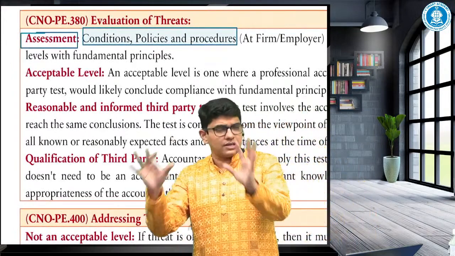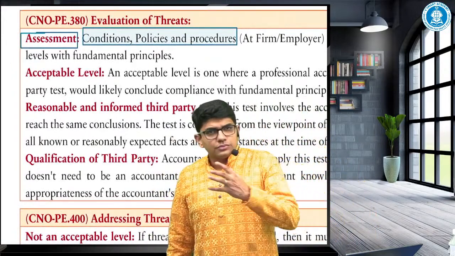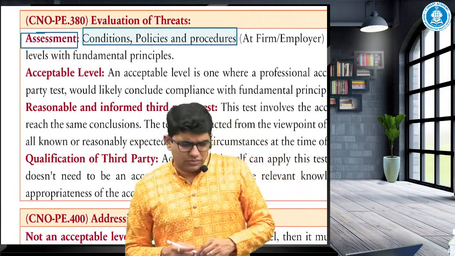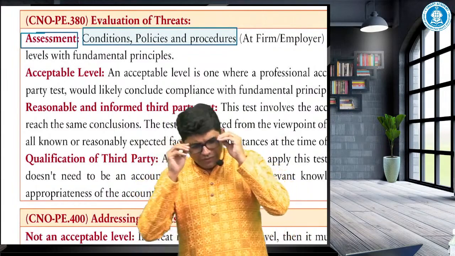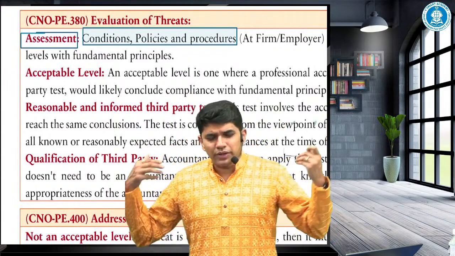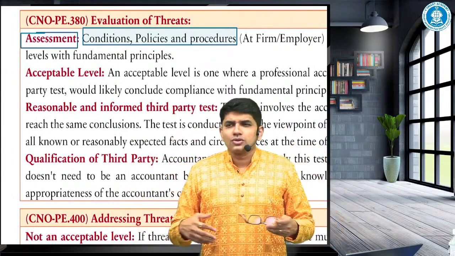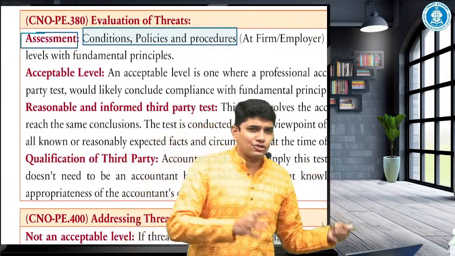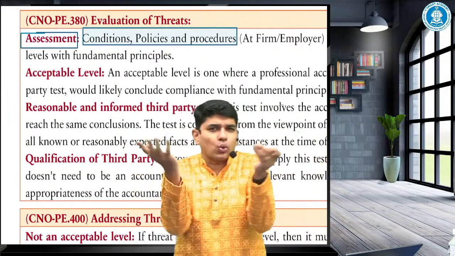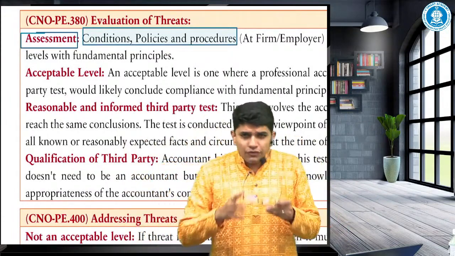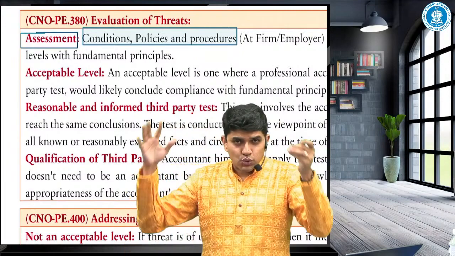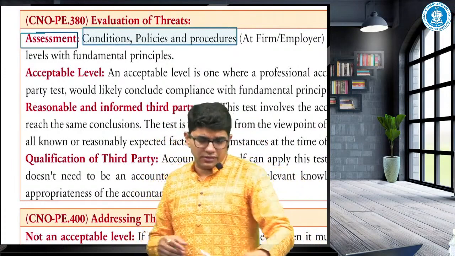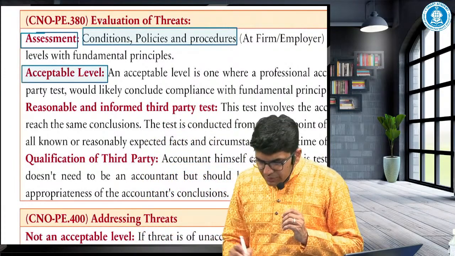So we'll make the assessment. Now, we live in a very complicated, very open world. There are so many business and personal relations, connections, obligations, history, present, future, a lot of things going on on a continuous basis. So you are always going to get threats. There will always be a situation of threat. What we need to see is whether it is of an acceptable level. Now, what do you mean by an acceptable level?